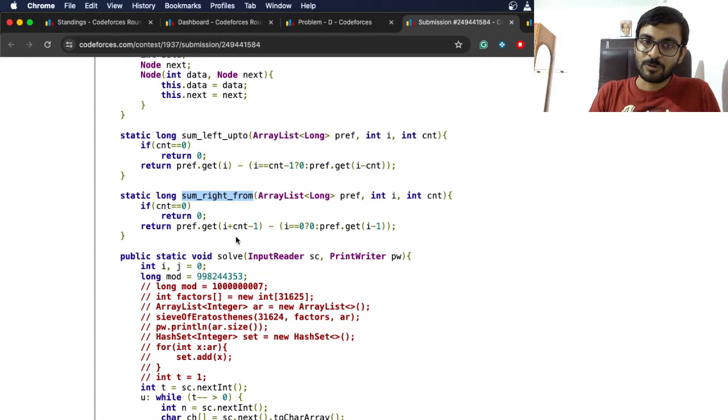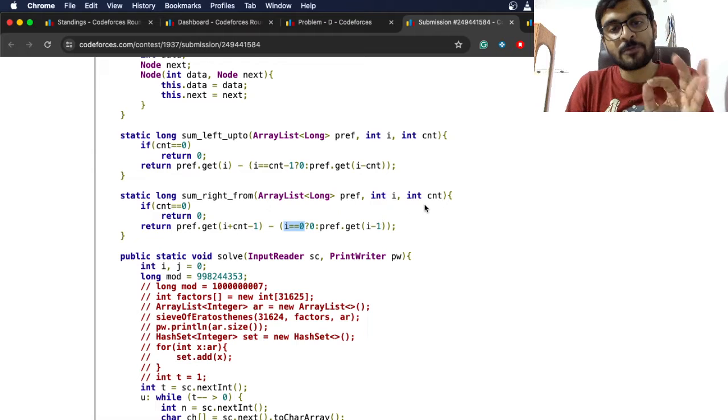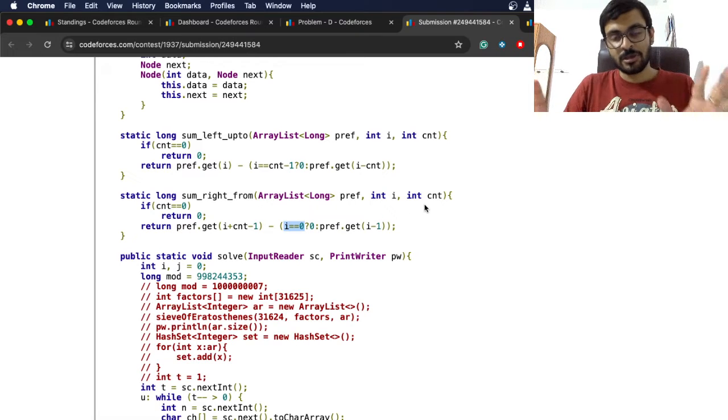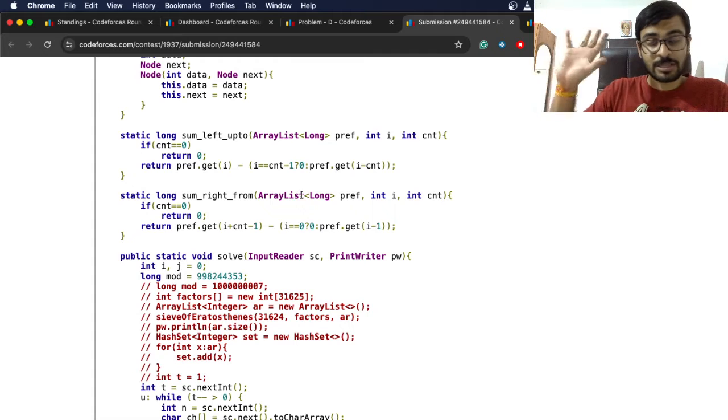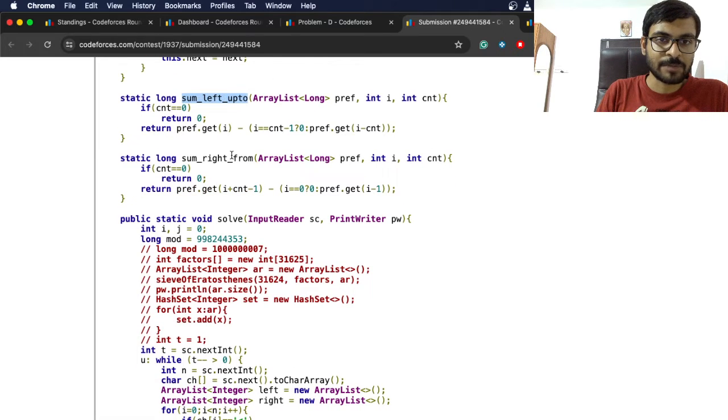Similarly I'm doing the same thing for the right. I'm saying, count number of elements starting from I. So I am subtracting the prefix sum of I minus 1, and if I equals 0, then I'm taking 0. Here I'm very frank that this is the only corner case, I equal to 0, not I less than or equal to 0. I'm firm that if any other runtime error happens, let it happen, because that will tell me there's a bug in another part of the code. Then pref.get is I plus count minus 1. So these two functions made my job pretty easy.